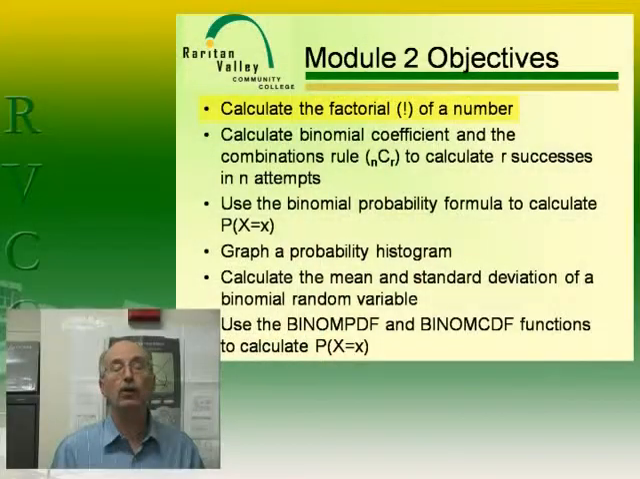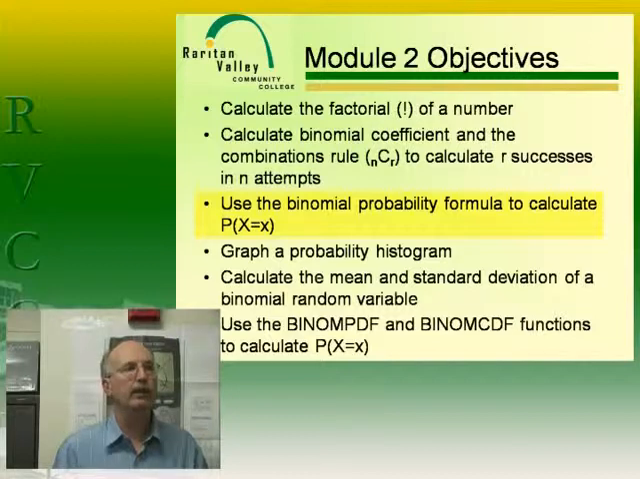This is the second module of session 2, and we're going to look at how the calculator can help us when we have discrete random variables. In this module, we're specifically going to look at factorial and how we can calculate it. We're going to look at the binomial coefficient and the combinations rule, and again how to calculate those using the calculator. We're going to figure out how to calculate the binomial probability formula, called P of x equals x.